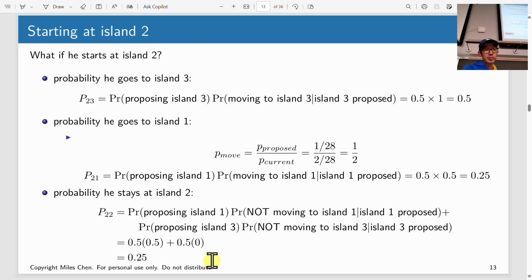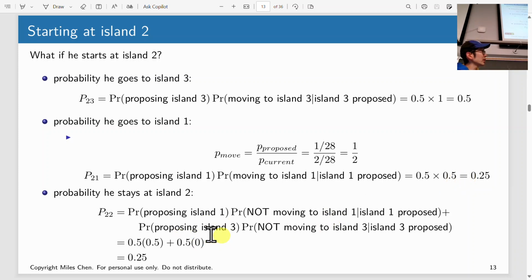Okay. Here are the calculations for island 2. So island 2, we would go to island 3 with probability 0.5. If I propose island 3, it's got a bigger population, so I'm going to go there 100% of the time. If I propose island 1, I go there with probability 1,000 over 2,000, 1/2. So I propose it with probability 0.5, and then if I do propose it, I go there with probability 0.5. Therefore, the total probability of going from island 2 to island 1 is 0.5 times 0.5, or 1/4.